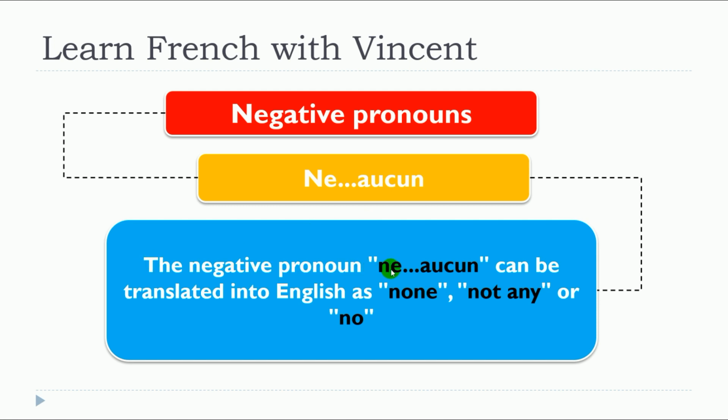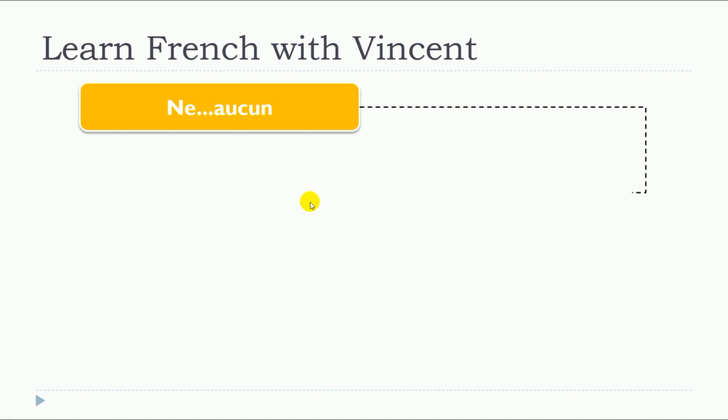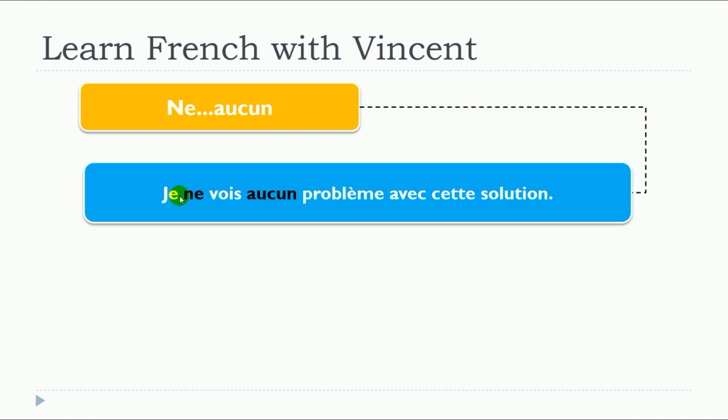And the negative pronoun ne, aucun can be translated into English as none, not any, or no. Keep in mind that aucun here is the masculine form, so it means that it will be connected to masculine nouns. So we'll see some examples. I hope it will be more clear.